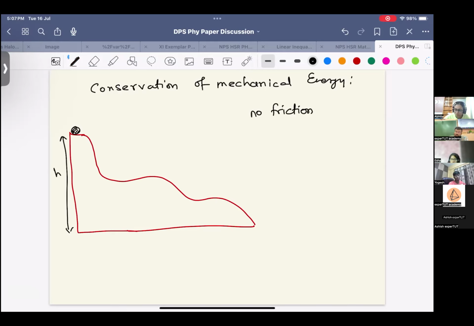Now you have to tell what is the velocity when it comes here. So u is equal to 0, it is left, and v is equal to what? Speed is what?